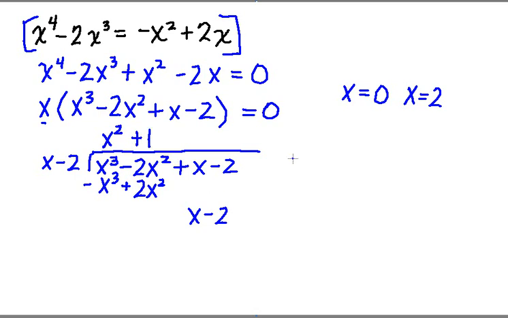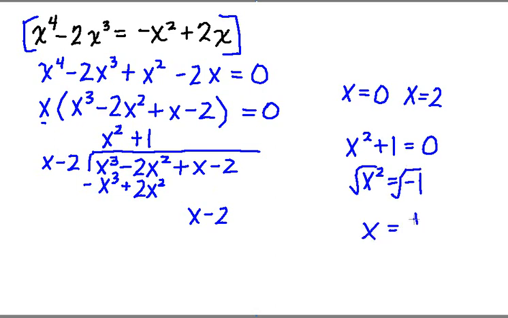Okay, so in order to solve x squared plus 1 equals 0, what I need to do is subtract 1 from both sides. I get x squared equals negative 1, and then I can take the square root of both sides. So I get that x is going to be equal to plus or minus the square root of negative 1. Remember, the square root of negative 1 is defined as i, so x is equal to plus or minus i.